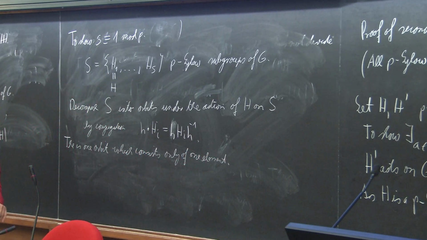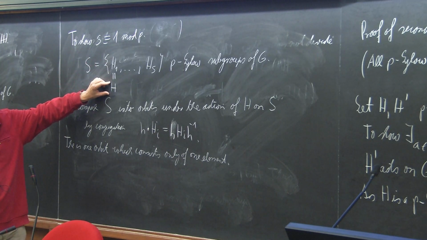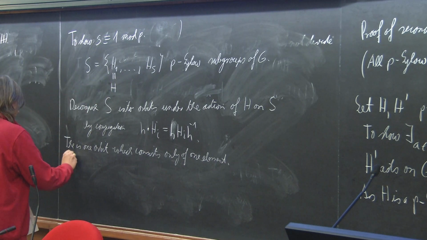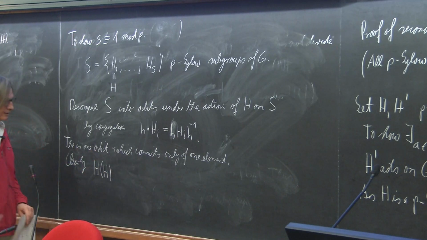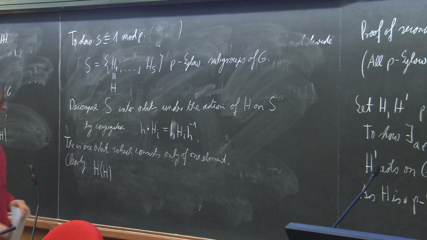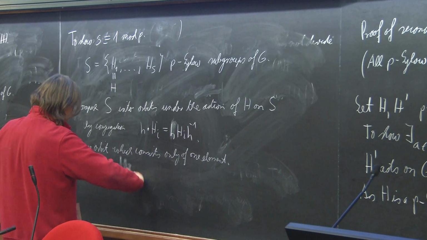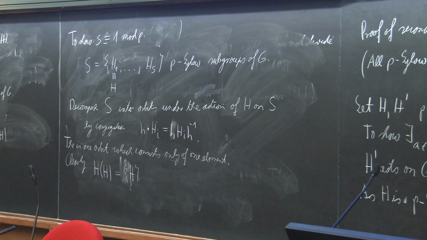It's clear that there's at least one orbit which consists only of one element, because if we take H, its orbit only consists of H itself. If we conjugate H with an element of H, we stay in H. So clearly the orbit of H under this conjugation action is just H, which consists of only one element. So we want to claim that all other orbits consist of more than one element.